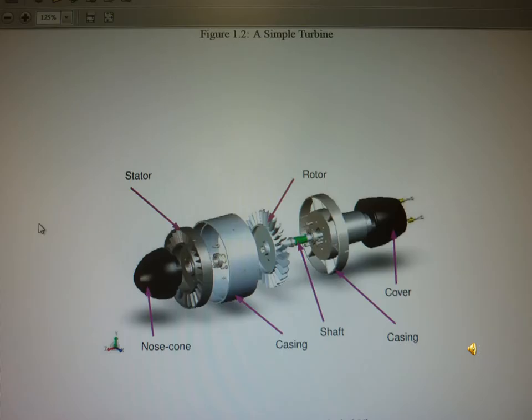These are the components of the Siemens turbine. You can see the stator, nose cone, shaft, rotor, and also the casing and the cover. Those are the components of the Siemens turbine.